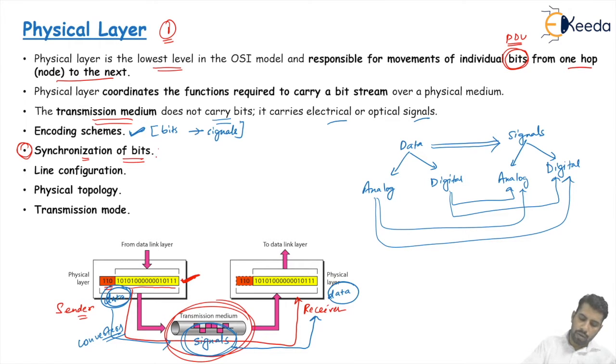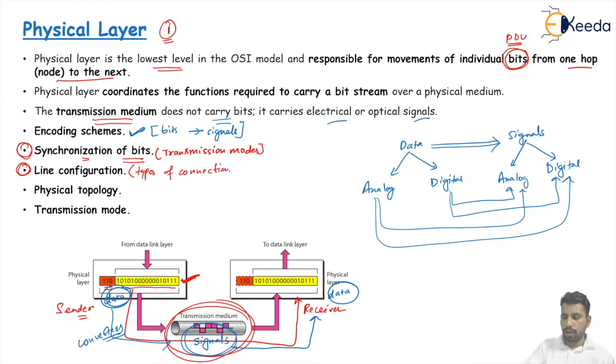For that we have the transmission modes. We will discuss all these topics one by one in the next coming chapters. Next is line configuration. Line configuration means the types of connections between the devices.